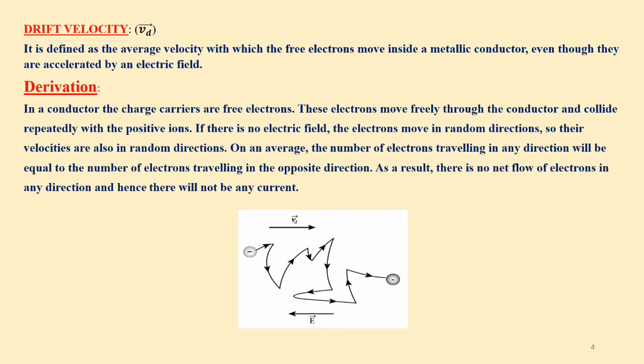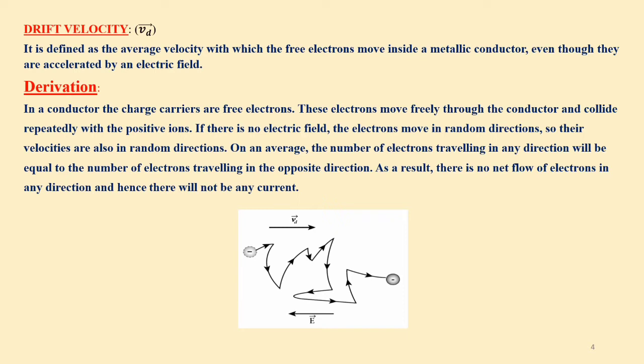Drift velocity Vd. It is defined as the average velocity with which the free electrons move inside a metallic conductor, even though they are accelerated by an electric field. Derivation. In a conductor, the charge carriers are free electrons. These electrons move freely through the conductor and collide repeatedly with the positive ions.